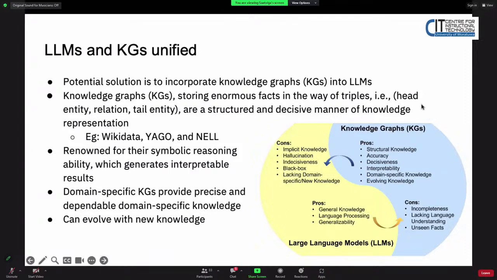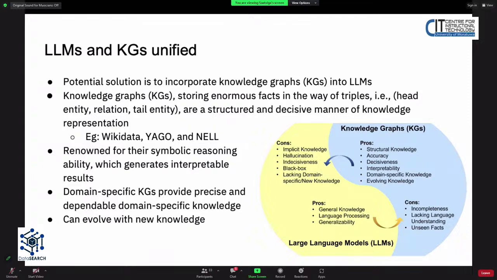So this figure here shows the pros and cons of knowledge graphs and LLMs. LLMs are great, generalizable, and have general knowledge, but the problems are, as I told, hallucination, a black box approach, and lacking domain-specific knowledge, and that's where the knowledge graph can feed in and provide interpretability of the results as well. There are also cons to knowledge graphs, like knowledge graphs are still incomplete.